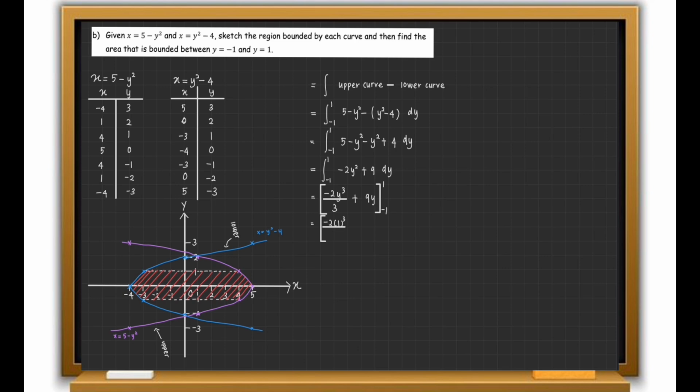Now substitute y equals 1 and y equals negative 1 into the integration. Negative 2 multiplied by 1 to the power of 3 over 3 plus 9 multiplied by 1, minus negative 2 multiplied by negative 1 to the power of 3 over 3 plus 9 multiplied by negative 1. After substituting the value of both y into the function, we get 25 over 3 minus negative 25 over 3. When minus meets minus, it will become positive, and the final answer is 50 over 3 units to the power of 2.